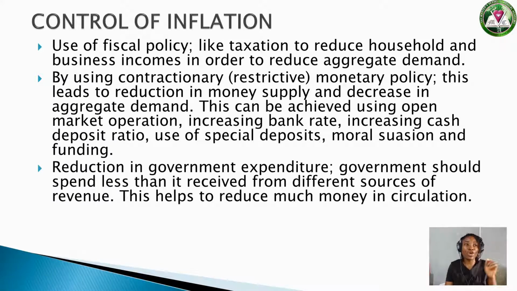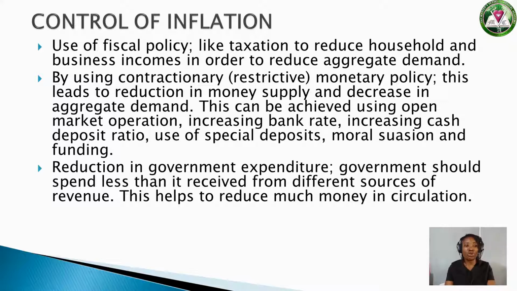So how will you control inflation? The government can control inflation in the country using fiscal policy, like taxation. So if you are an individual, the government will tax you high in order to reduce your disposable income. When you talk about disposable income, those are the income left after tax has been deducted. So in order to make people not demand more goods and services, the government will tax high the income of the households and the businessmen.